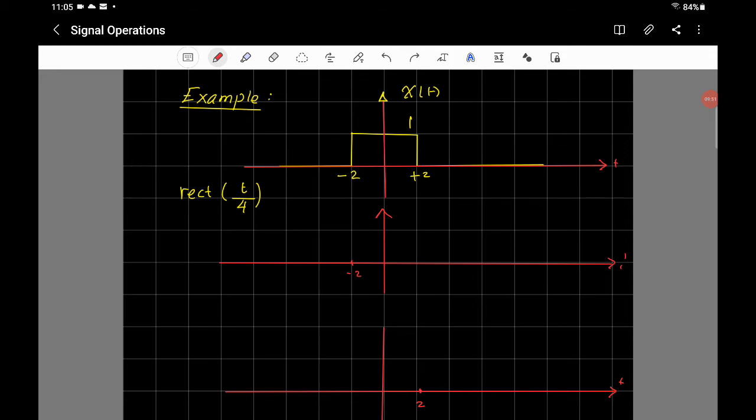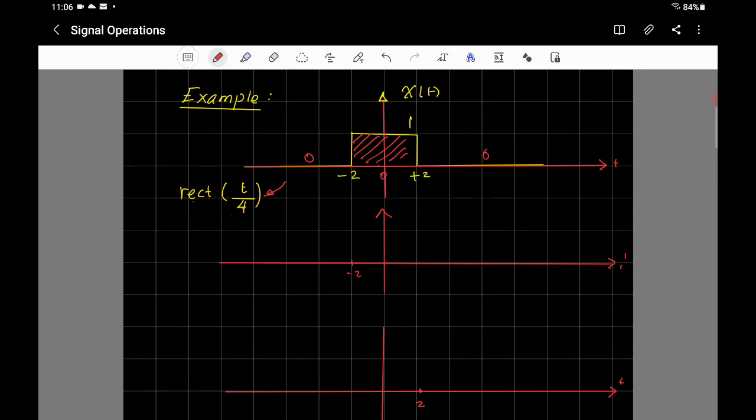Okay, let's have one more example. How can you express a signal in terms of the unit step function? We have in front of us here a rectangular function, and it's defined by rect of t over 4. T here means t minus 0, so there is no shift, so the axis of symmetry of the rectangular pulse is at t equals 0, and the width is equal to 4, which means 2 to the right and to the left, so it's from negative 2 to positive 2 and 0 otherwise.